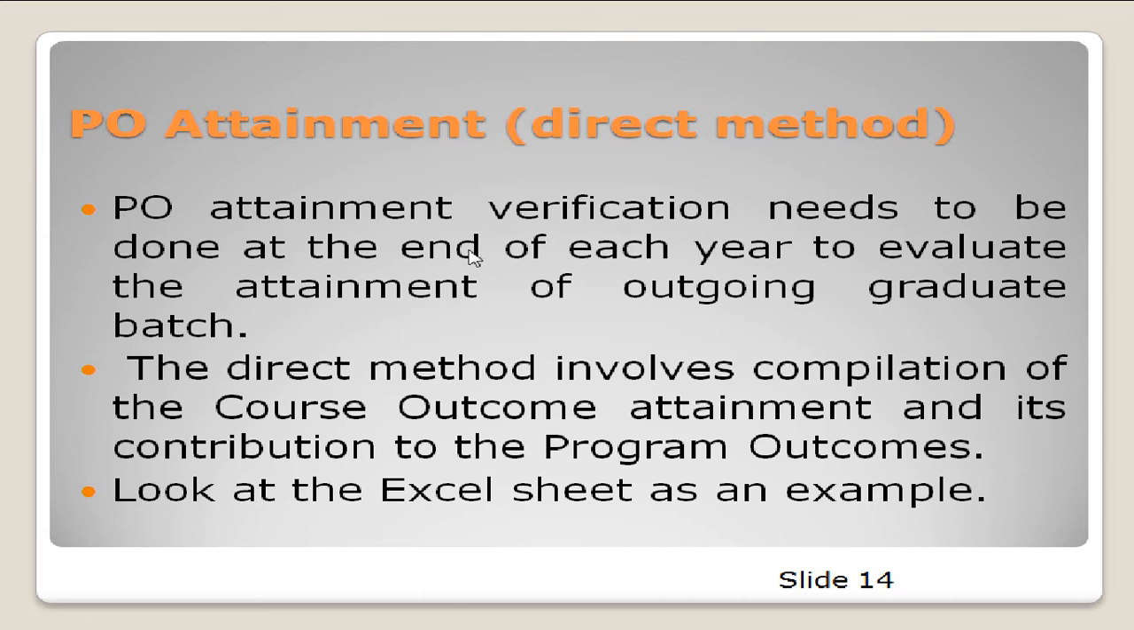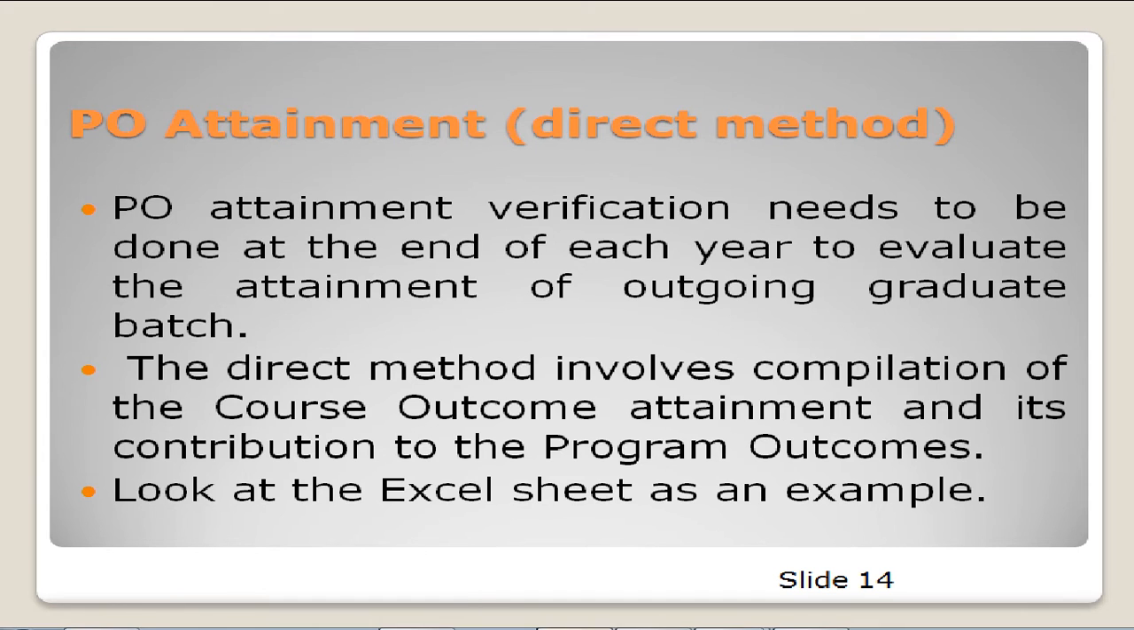Okay, PEO attainment verification needs to be done at the end of each year to evaluate the attainment of the outgoing graduate batch. When each batch goes out, we need to verify whether that attainment is done or not, and if it is not done, or it is done only merely satisfactorily, we need to make some adjustments in the curriculum or teaching methodology, or some modification is needed to improve upon it.